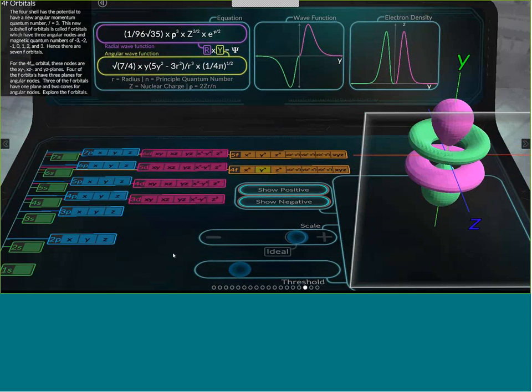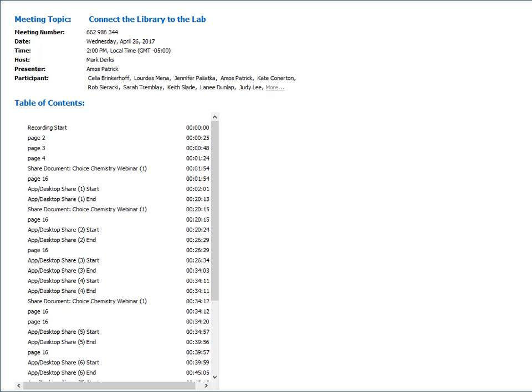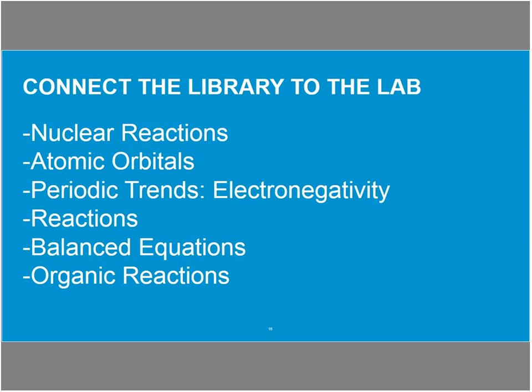So atomic orbital theory really leads to the bonding and also the trends within the periodic table. And Amos is going to further explore trends for us in the periodic table. All right, thank you, Angie.